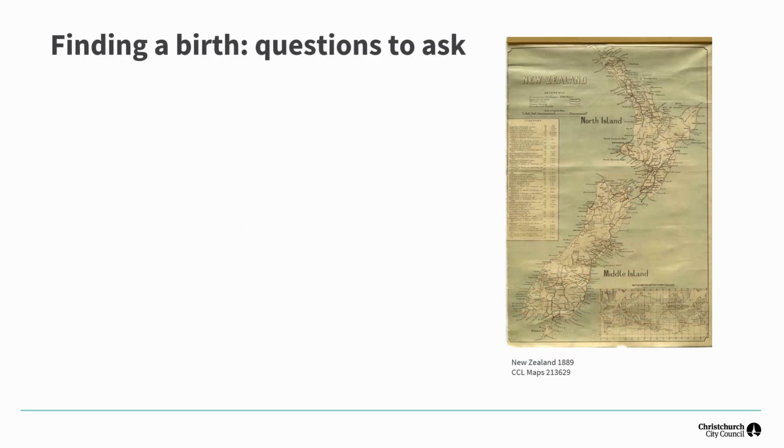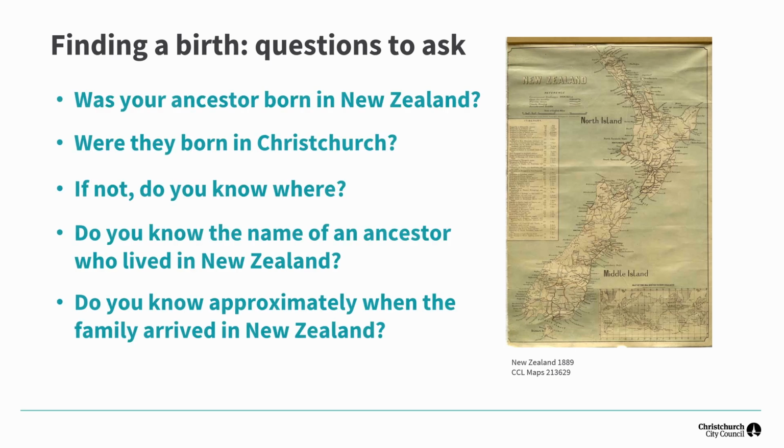And now to find that birth. Remember the point about starting with the known? It's really helpful to be able to narrow down your search to a specific country if possible. And helpful if you know the city or town. If it's Christchurch, then Christchurch City Libraries has a lot of useful local resources. And we also have access to useful resources that have national coverage.